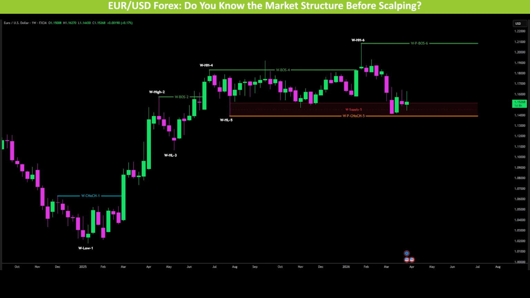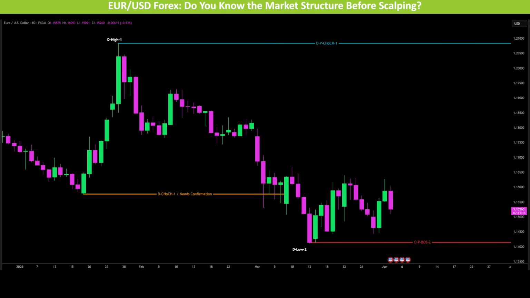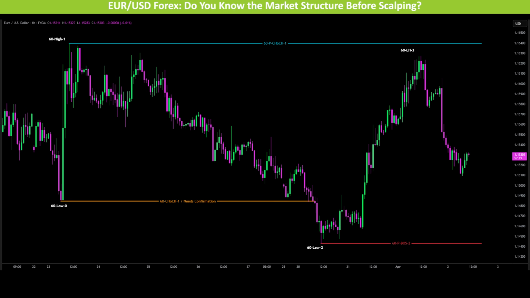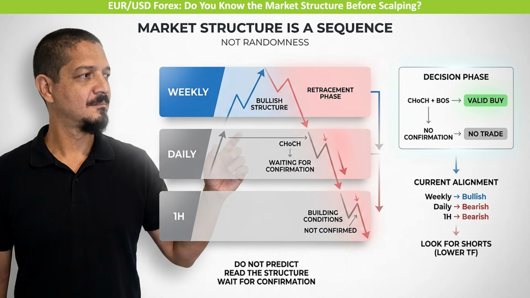On the weekly time frame, we clearly see a bullish structure that is now in a retracement phase. On the daily time frame, we see that retracement developing internally, already creating a change of character, but still waiting for confirmation. And on the 1 hour time frame, we can see how the market is attempting to build the conditions for that confirmation. So the key takeaway here is simple.